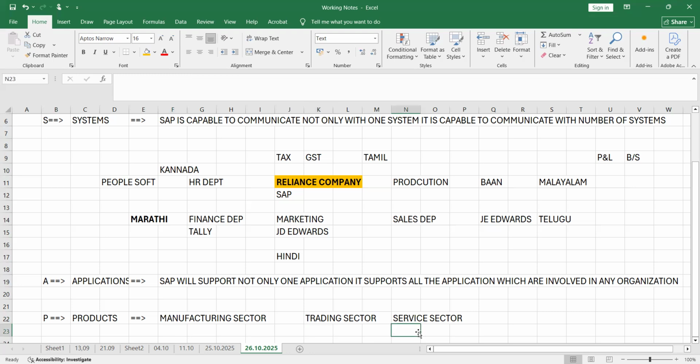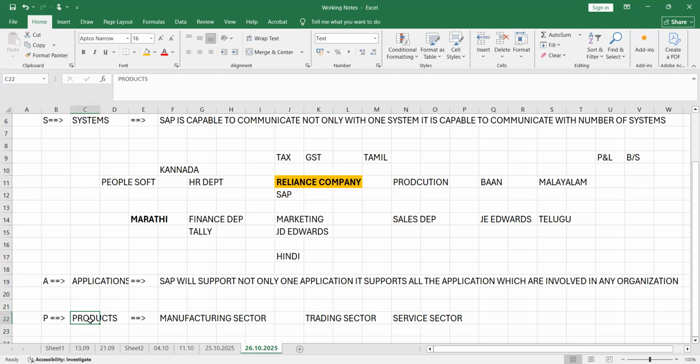Right? So that is the reason it will go from pin to aeroplane, whatever manufacturing is there, SAP will support. Whatever buying and selling are there, SAP will support. Whatever receipts and payments are there, SAP will support. So that is the reason we call it products, not a product. What is the abbreviation? SAP stands for systems, applications, and products.